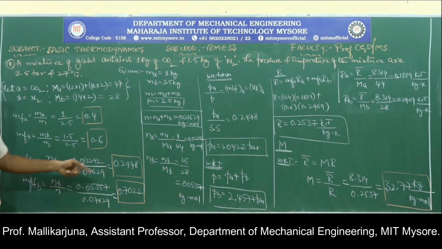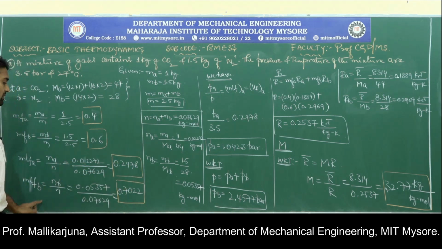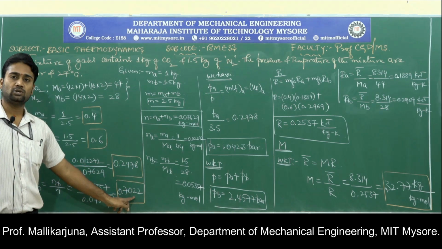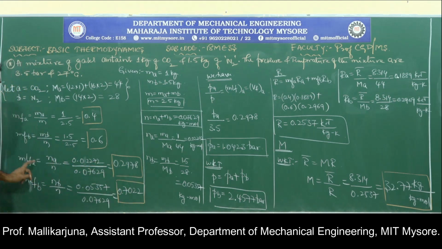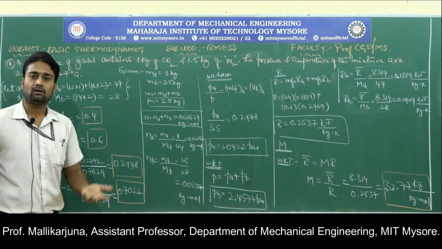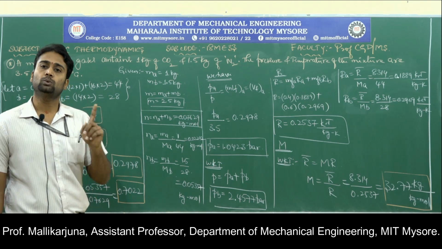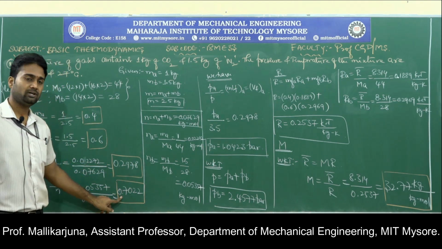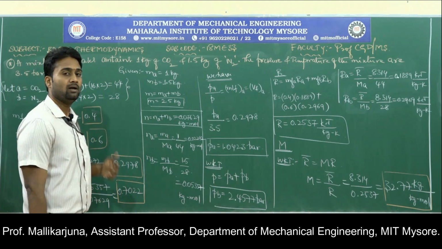Upon substitution, I will get mole fraction of A as 0.2978 and mole fraction of B as 0.7022. Upon adding these two, I have to get 1 because these two are the fractions. Whether you add mass fraction or whether you add mole fraction, addition of those fractions should be equal to unity. Upon adding these two, I will get unity. Upon adding these two also, I will get unity.